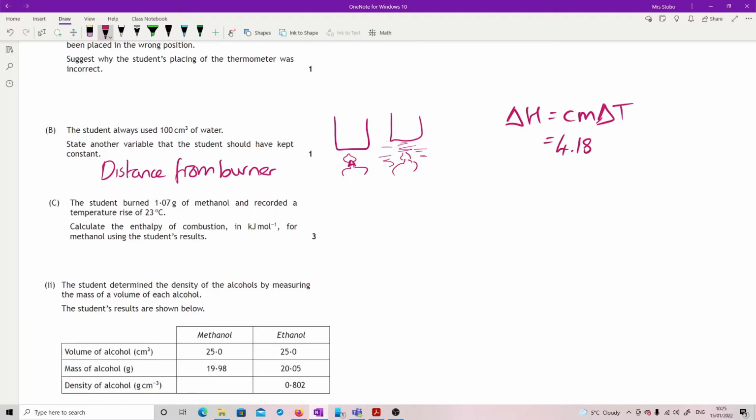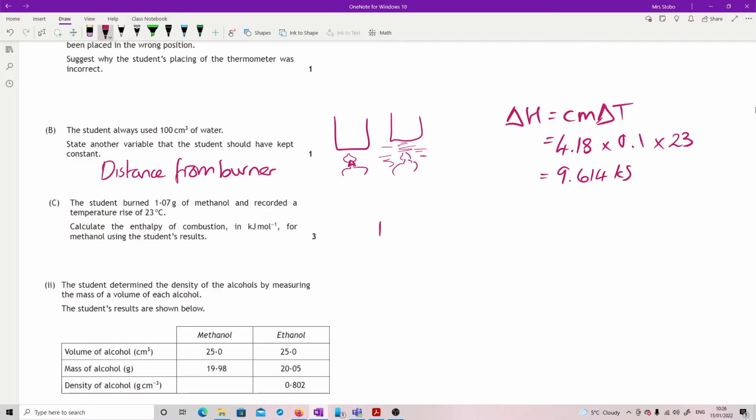4.18 is our c from the back of the data book, and our mass, being very careful, remember this is the mass of water, it is not the mass of the methanol. So it was 100 centimetres cubed, so put it into litres, so 0.1. And then our temperature rise, it said, was 23 degrees. So that's our baseline that we need to work with, and that is 9.614 kilojoules.